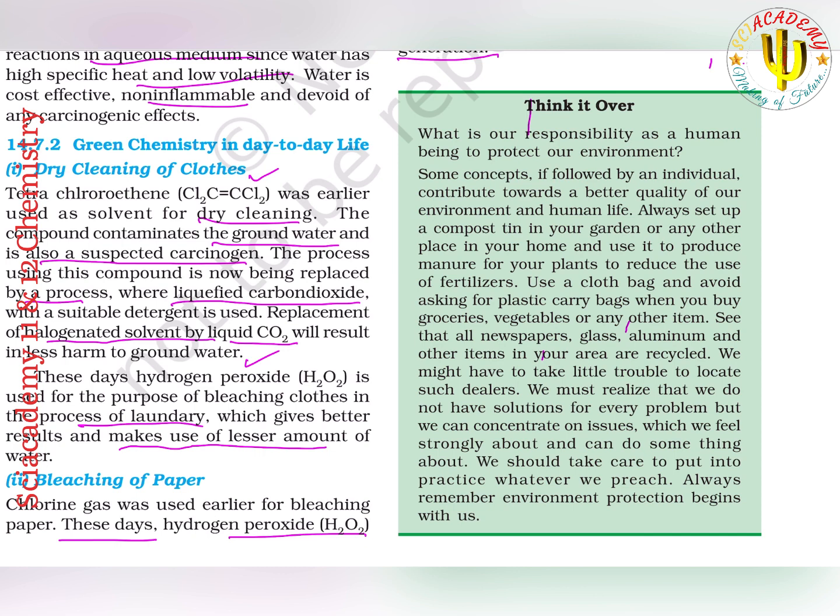Always set up a compost tin in your garden or any other place in your home and use it to produce manure for your plants to reduce the use of fertilizers. Use a cloth bag and avoid asking for plastic carry bags when you buy groceries, vegetables, or any other item. See that all newspapers, glass, aluminum, and other items in your area are recycled. We might have to take little trouble to locate such dealers.